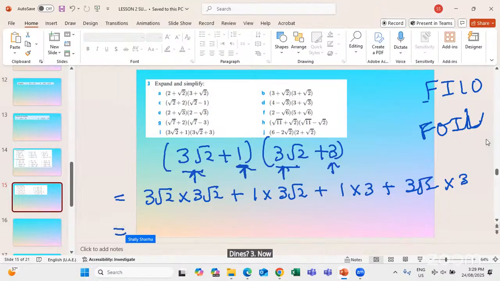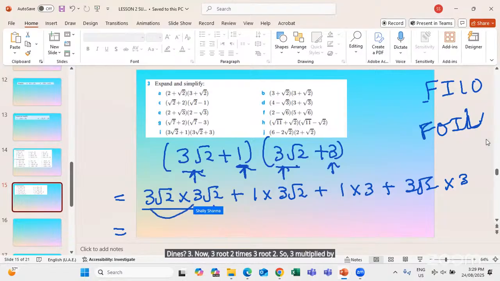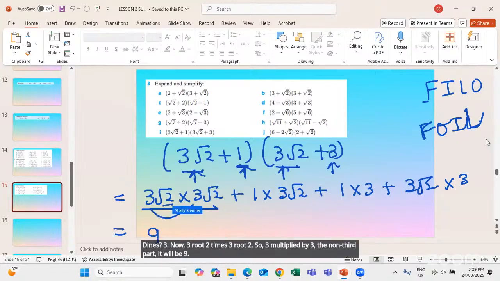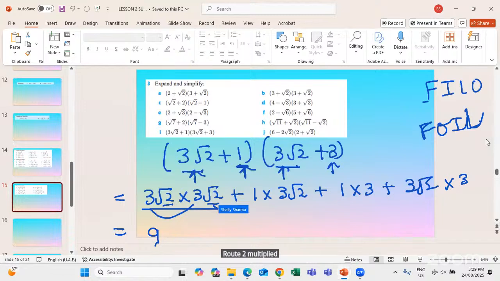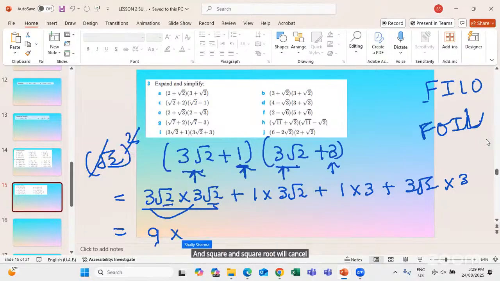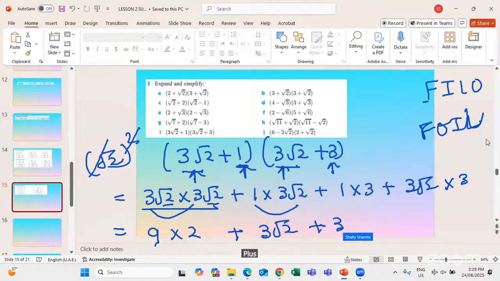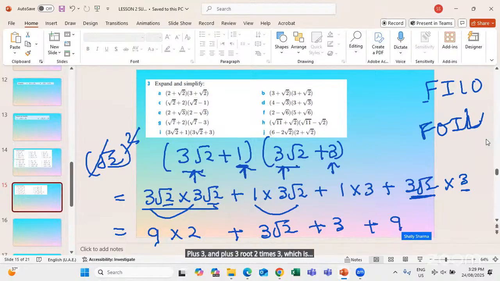Now 3 root 2 times 3 root 2. So 3 multiplied by 3, the non-surd part, will be 9. Root 2 multiplied by root 2 is root 2 squared, and the square and root will cancel. So it is 9 multiplied by 2. Then plus 1 times 3 root 2, which is 3 root 2, plus 3, and plus 3 root 2 times 3, which is 9 root 2.